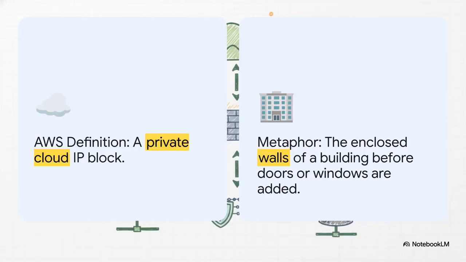I really love Margaret's building metaphor here because it perfectly visualizes the concept. Think of the VPC as the physical, enclosed walls of a brand new building. Right now, it's just the walls. No doors, no windows. The building is there, it's structurally sound, but it's totally sealed off. Absolutely nothing gets in or out until you, the architect, actually decide to cut out a door.